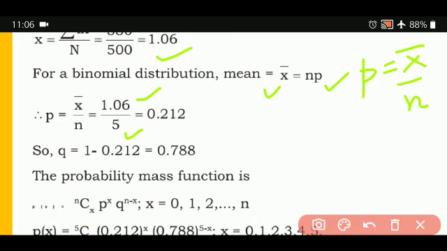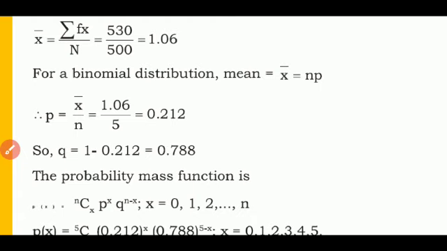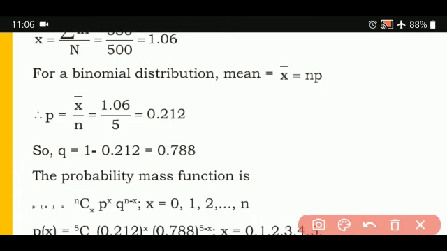This small n is the maximum value x is taking. See in the example, x is starting from 0, 1, 2, 3, 4 and 5. So the maximum value n will take is 5. So we have substituted small n equal to 5, and capital N is equal to 500, that is the total frequency. After you substitute, you get 1.06 divided by 5, which is 0.212. You got the value of P. Then you have to find the value of Q, that is 1 minus P. Substitute and we have done it here and you get the value of Q.